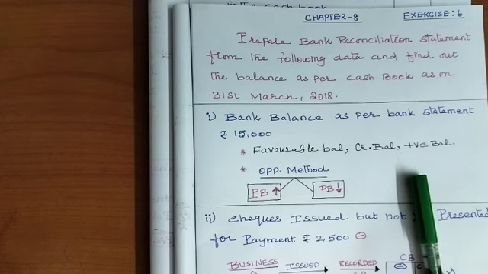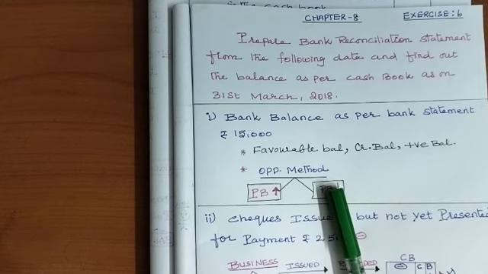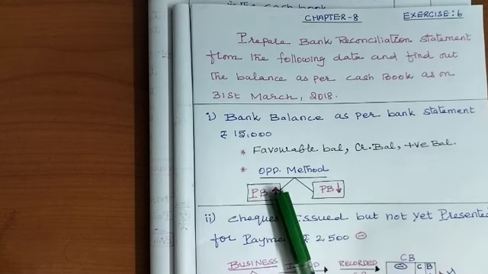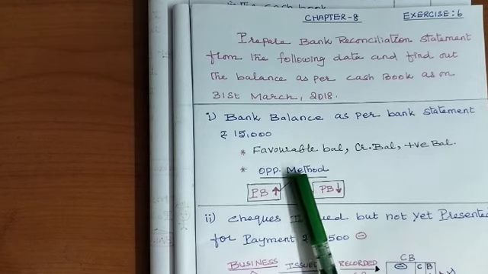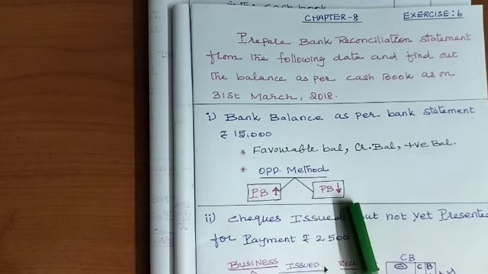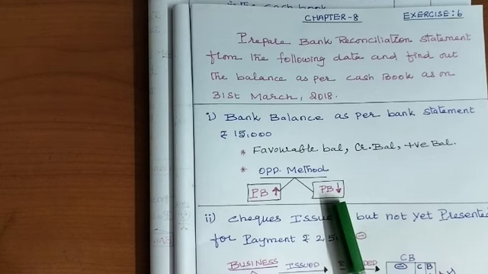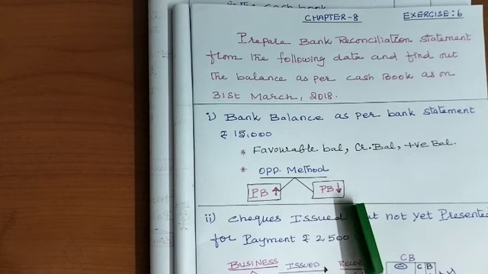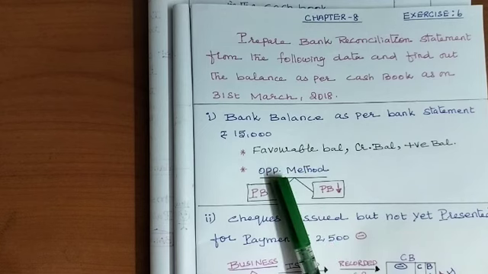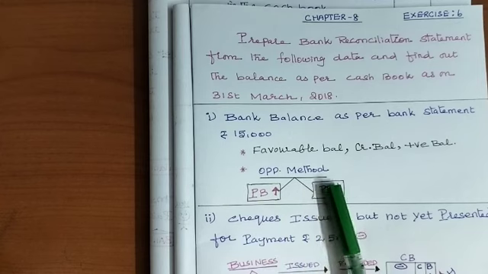So we have to clearly understand that we need to use the opposite method. What is meant by the opposite method? Whenever the passbook increases, as per the rule of the opposite method, it is to be decreased. Similarly, whenever the passbook decreases, as per the rule of the opposite method, the passbook will be increased. That is called the opposite method.